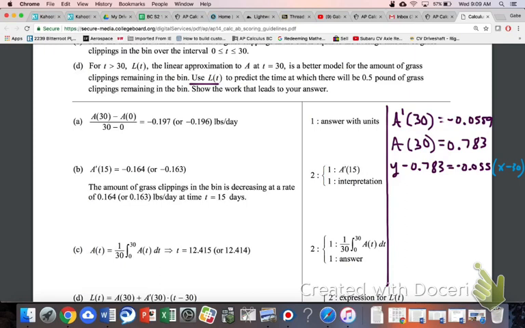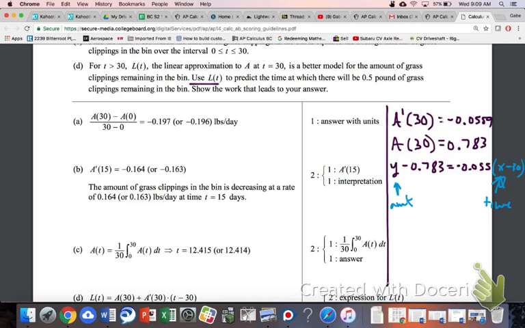And then it wants to know the time when there will be half a pound of grass. So y stands for the amount, x stands for time. And so I would plug in 0.5 for y and then solve for x. Does that make sense? You could make the tangent line in terms of A's and t's if you wanted to. That'd be fine. But if I was going to use y's and x's, that's what I'd do. Does that help? Yes. Okay. Thank you. Any other questions?